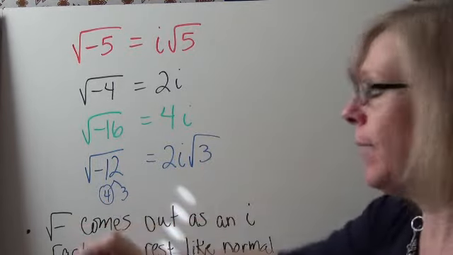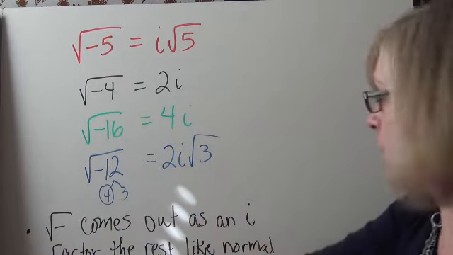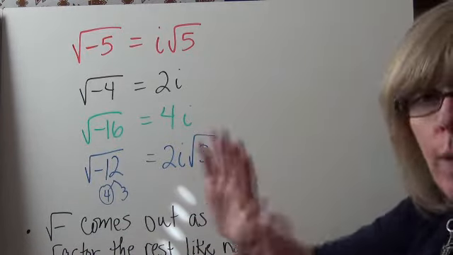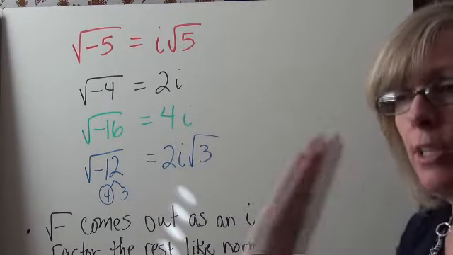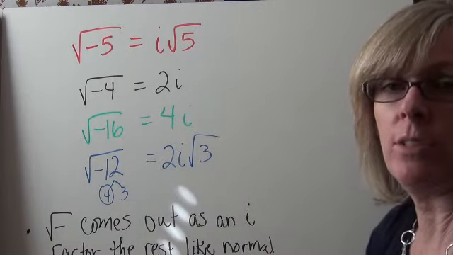Okay? Every time I have that negative inside the square root sign, it can come out as an i. The rest of it gets factored just like normal, simplified just like normal. I just have an i added to the final answer.